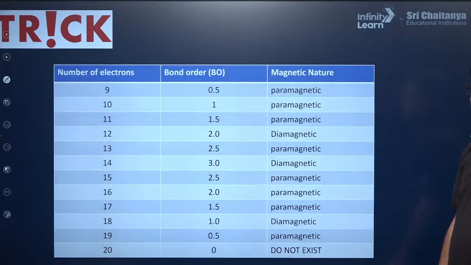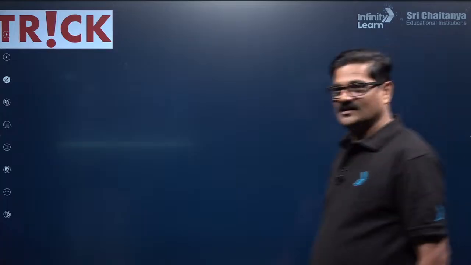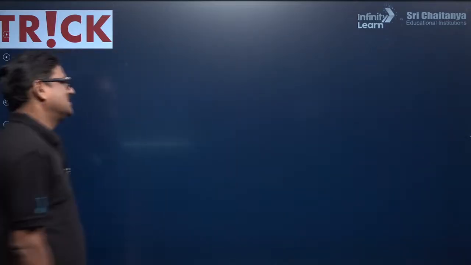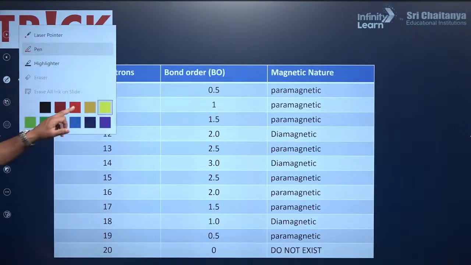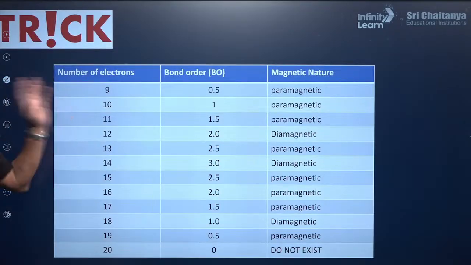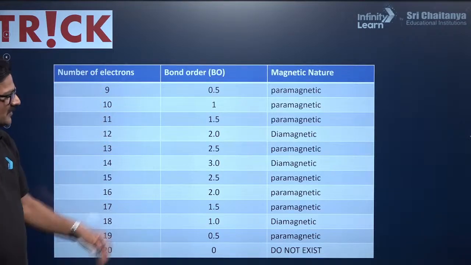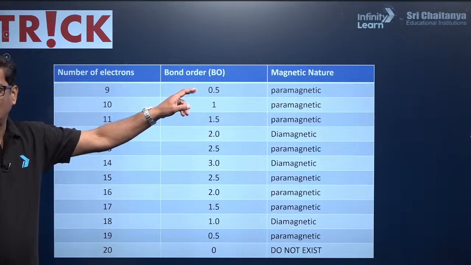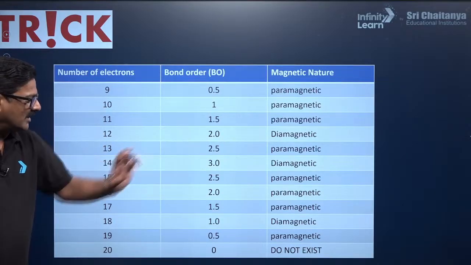a trick. This is your super amazing trick, everybody can use this. Now, you write the number of electrons as 9, 10, 11, 12, 13, 14, 15, 16, 17, 18, 19, 20. So, you just take 9 to 20, or 10 to 20 you can write. So, you start with 0.1, add 0.1, add 0.1, add 0.1, add 0.1, add 0.1.